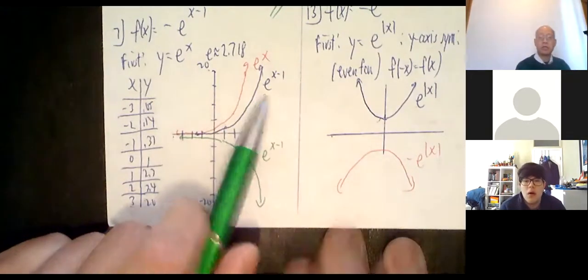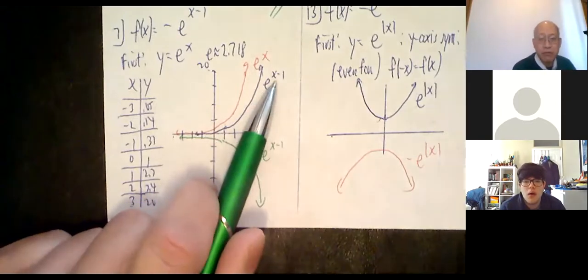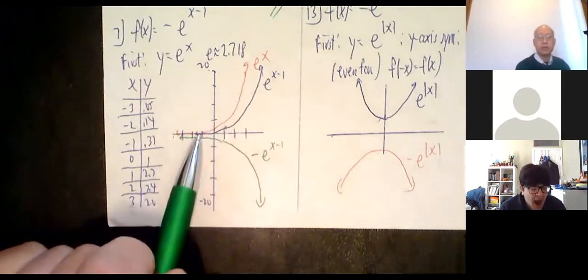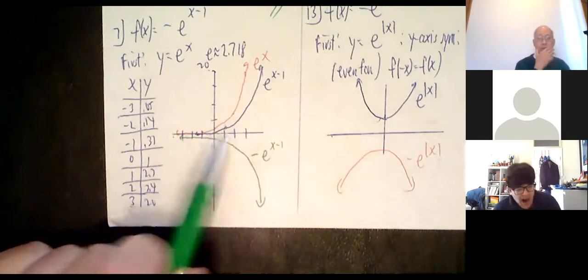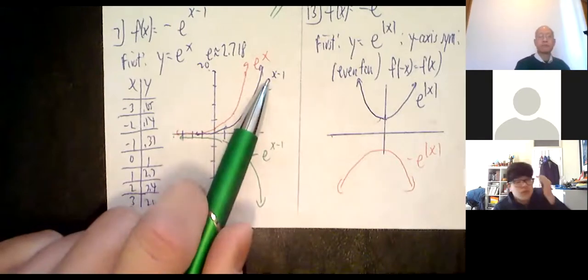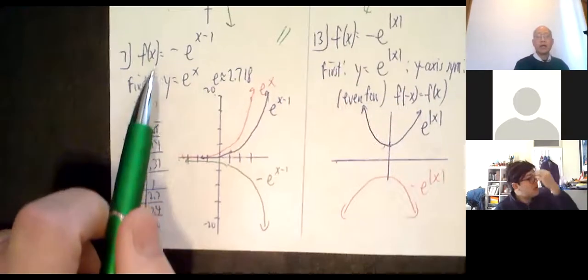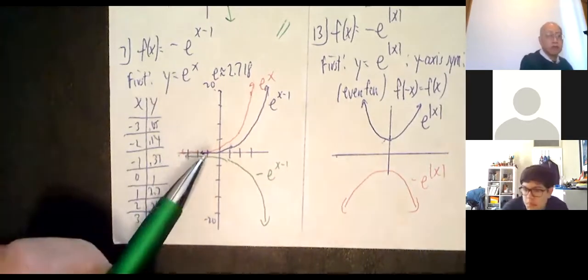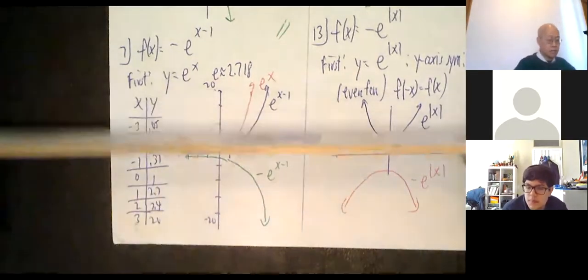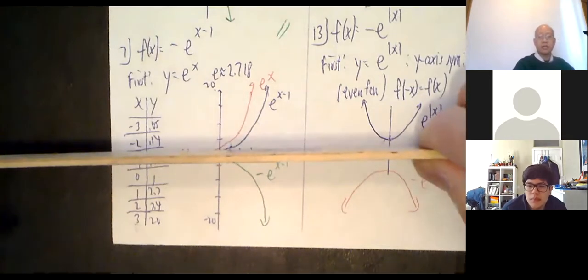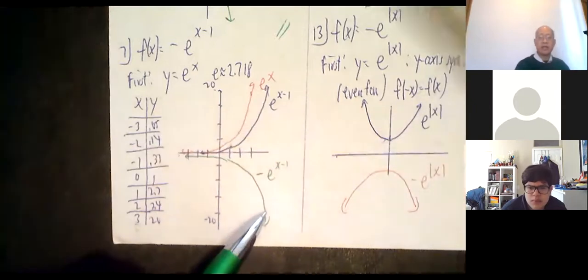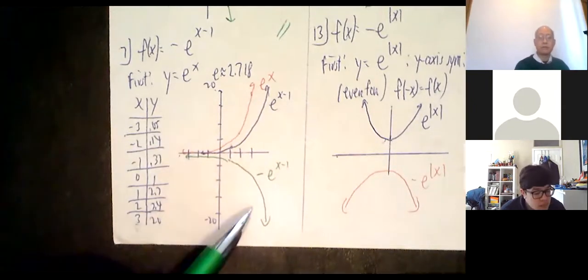Okay, so here's the progression. e to the x minus 1 moves the whole graph 1 unit to the right. So I take the red, the original graph, move everything 1 to the right, and then it looks like that. And then finally, what I want in green, a negative in front of the whole thing, means you just reflect across the x-axis. So e to the x minus 1, negative e to the x minus 1. So it should look like that.